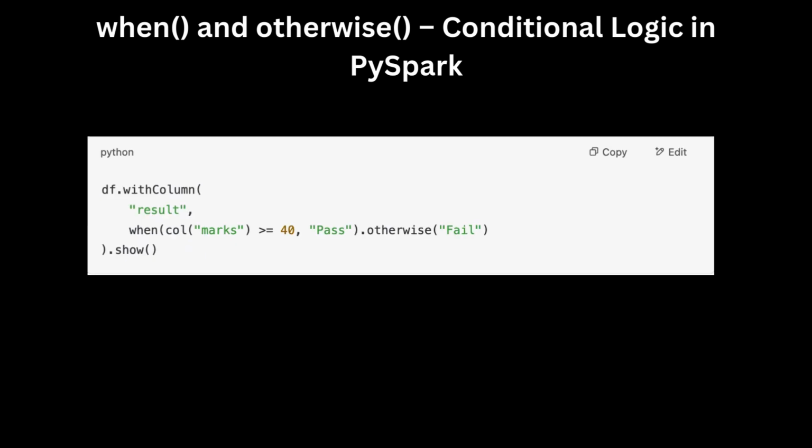Now let's see a use case. Grading students. Imagine you have a marks column and want to classify students as pass or fail. You can apply similar logic for tagging, bucketing, or even filtering out rows based on complex rules. When and otherwise are essential tools in your PySpark toolkit, giving you flexible and readable control over your data logic.